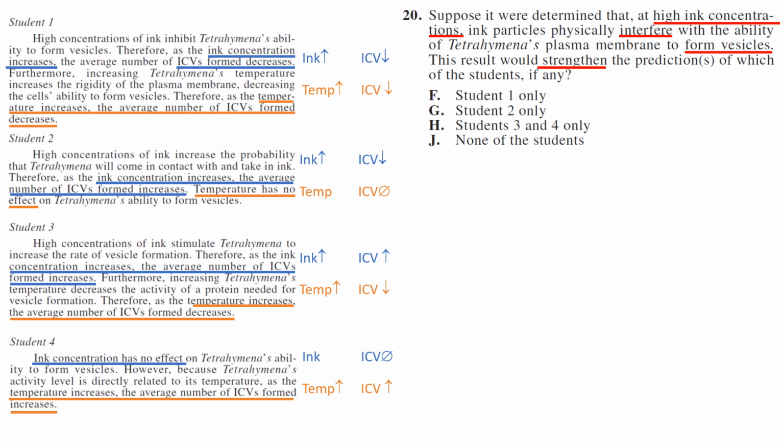So now let's look and break it down. Student 1 says high concentrations of ink inhibit tetrahymena's ability to form vesicles. That is pretty much exactly what it says here. Student 2, it changes the explanation, right? Increases the probability will come into contact with and take in ink. So their answer has to be F. So luckily they didn't say student 1 and 2. That would have been a much harder question.